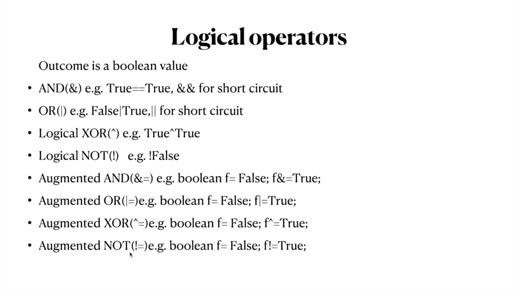Actually, the NOT operator, when it is combined with an equal to sign like that of the augmentation, is read as not equal to. Okay, f not equal to true, and this is evaluated as a Boolean expression.